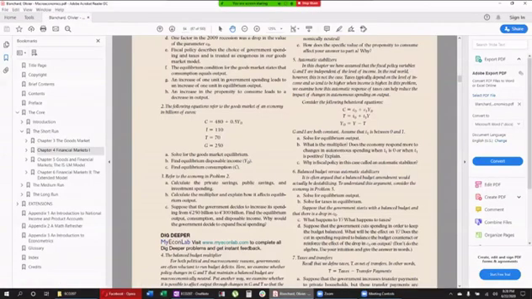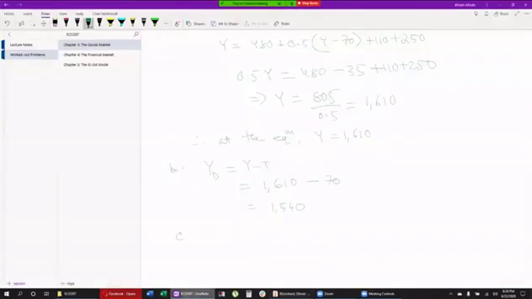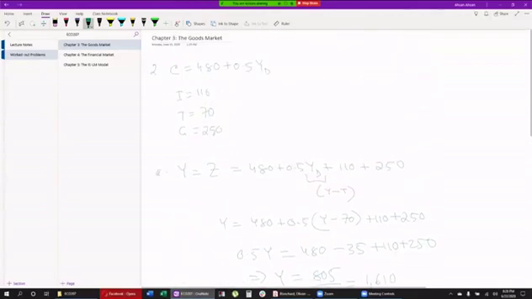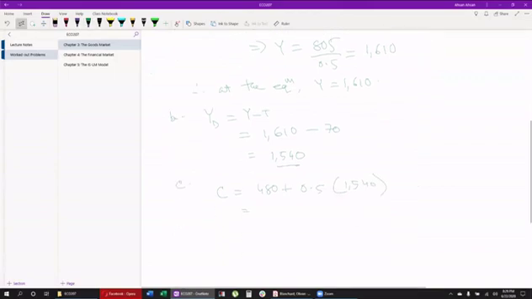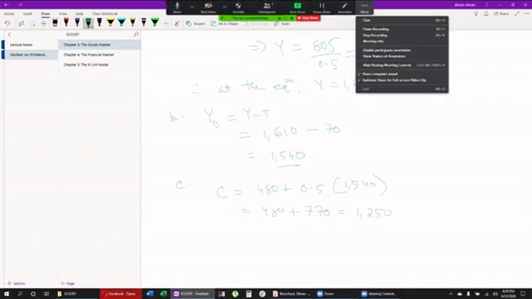Part C, what do we need? Find the equilibrium consumption. Consumption is given here, 480 plus 0.5 YD. We have calculated the value of YD, which is 1540. And that gives us 480 plus 770, which is 1250. And that is question number 2 solved.